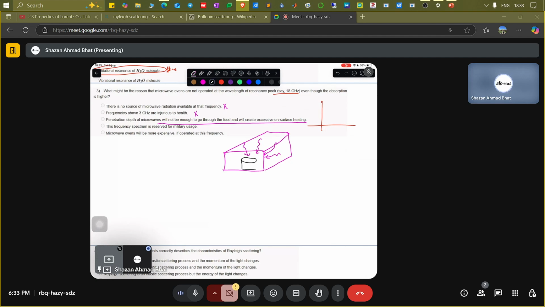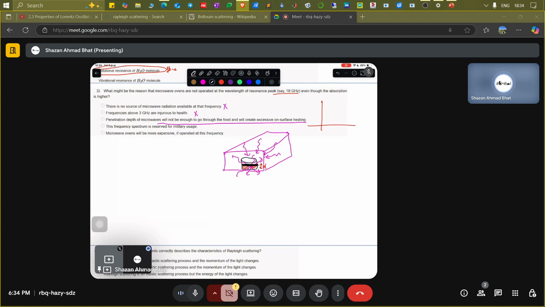in a container which is like this, let's say your food is like this up to this depth, this is the depth of the food you want to heat. So the microwaves should basically go through this food in order to heat it entirely. Otherwise, what is going to happen? It's going to heat up only the surface, and the bottom part of the food will not get heated.